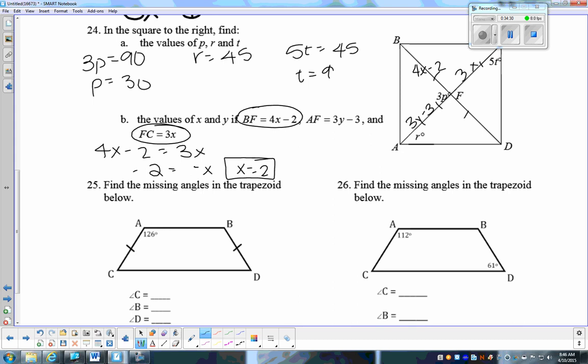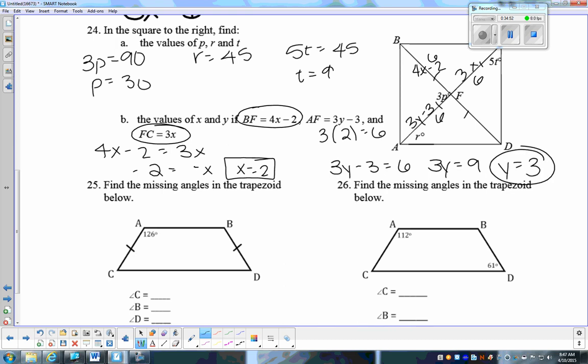So then, I can use that my diagonals bisect each other, plug in 2 into the 3x. So I know each of these pieces are 6. So 3y minus 3 has to equal 6. So 3y equals 9, which makes y equal to 3.